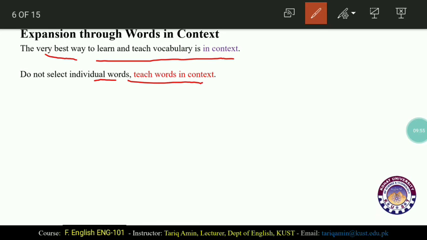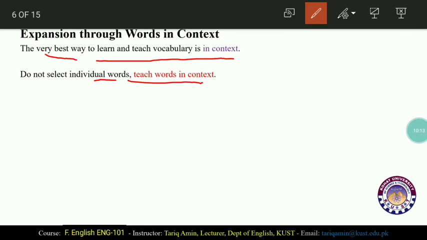But after 1 month or after 2, 3 or 4 months, they will forget it. They will forget almost 90% of the words, and they would be able to memorize just 10% of the words. This is not the best strategy.